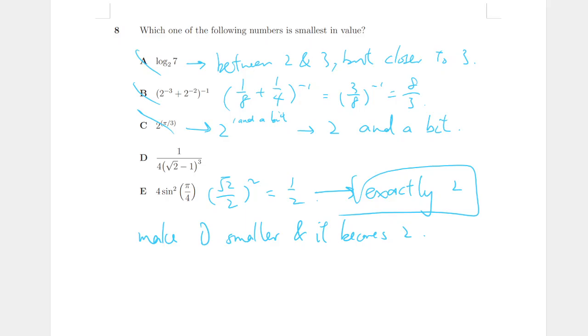So root 2 is definitely smaller than 1.5, right? We all know that. So this is bigger than 1 over 4 times (1.5 minus 1) cubed. So I'm making the bottom bigger, I'm making the denominator larger. That's why the final value here is smaller. And then this equals 1 divided by 4 times 0.5 cubed, which is basically 2. So I made D smaller and it becomes 2. That's why E is the smallest answer, because E is exactly 2.